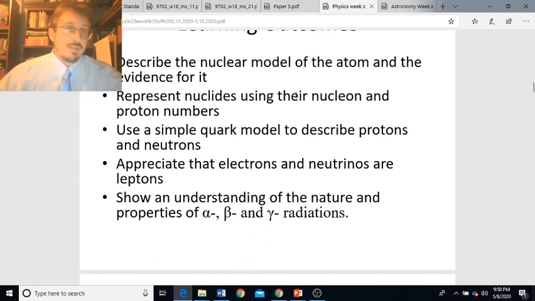So whether you're taking physics honors or pre-ACE, if you're studying physics, the physics is the physics, and this is what we're going to focus on, related to a broader idea of radioactivity and an even broader idea of matter. Describe the nuclear model of the atom and the evidence for it, represent nuclides using their nucleon and proton numbers, use a simple quark model to describe protons and neutrons, and appreciate that electrons and neutrinos are leptons, show an understanding of the nature and properties of alpha, beta, and gamma radiations. I'm going to really try to focus on these 5 learning outcomes.